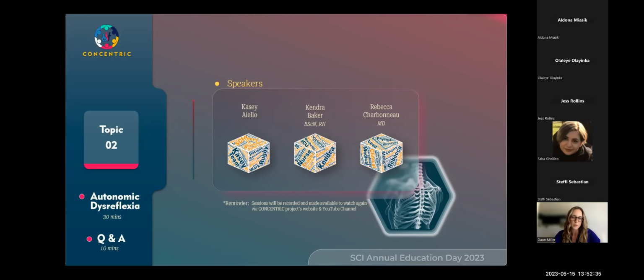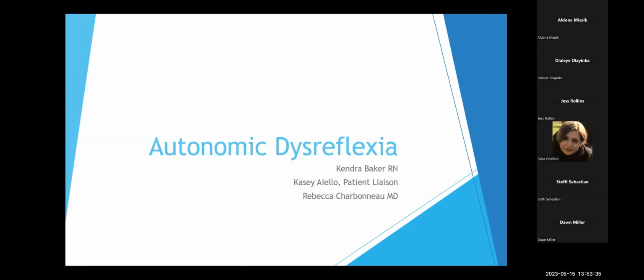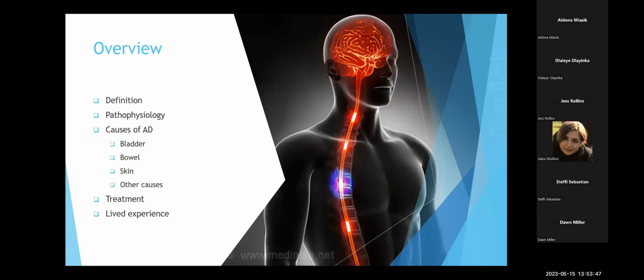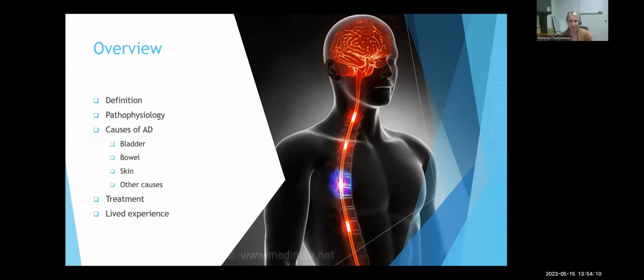All right, thank you guys so much for the introductions. So our talk today is going to be reviewing autonomic dysreflexia. So next slide. Throughout the talk, we'll interchange AD, autonomic dysreflexia, or just dysreflexia. The outline for our talk today includes discussing the definition of AD, the pathophysiology, the causes, and then we're going to review the management. And finally, Kasey will give us a description from the perspective of a person living with spinal cord injury. Next slide, please.